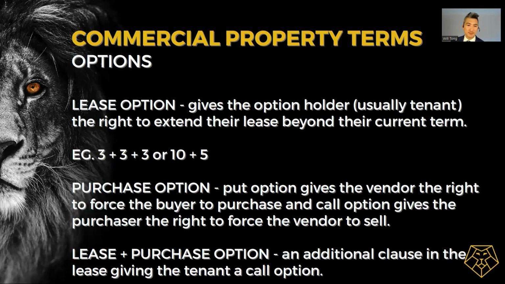So there are two types of purchase options. There's a put option and a call option. A put option gives the vendor, the seller, the right to force the buyer to purchase the property at a price that was previously agreed.